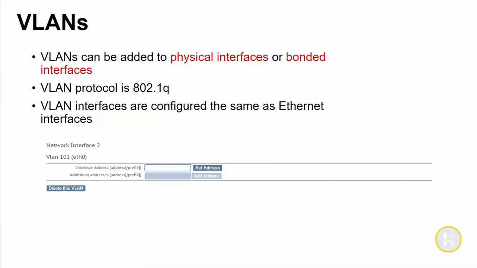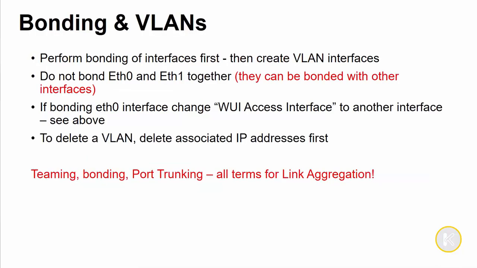Use VLAN setup to allow Loadmaster to have more interfaces, presenting services to clients in different subnets, and also limit the number of physical interfaces in use. Working with bonding in VLANs, always perform bonding of interfaces first, then create VLANs. Bonding ETH0 and ETH1 can lead to serious issues and is not allowed to occur. These interfaces, however, can be bonded with other interfaces. If bonding ETH0, move the WUI access interface to another interface.